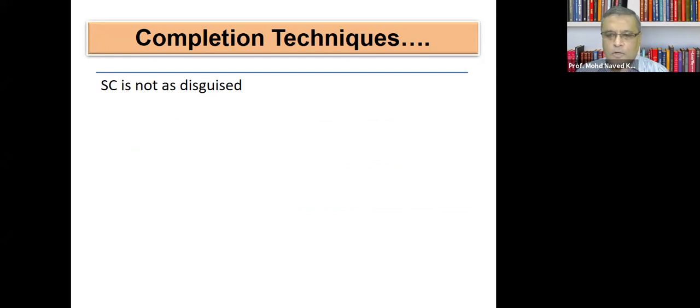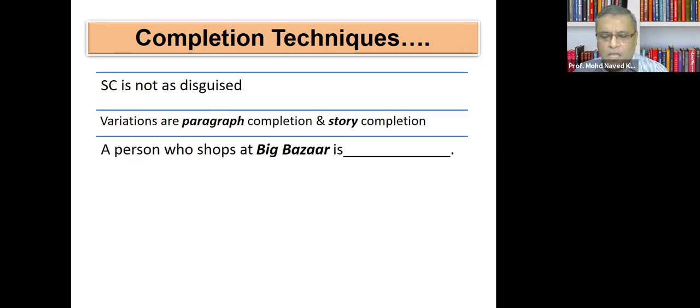So there are two possibilities in this. In fact, we can go for paragraph completion, and we can also go for story completion. Some variations have been experimented with by researchers: paragraph completion and story completion. For example, you can give somebody the sentence: a person who shops at Big Bazaar is dash. You expect the person to give some kind of response.